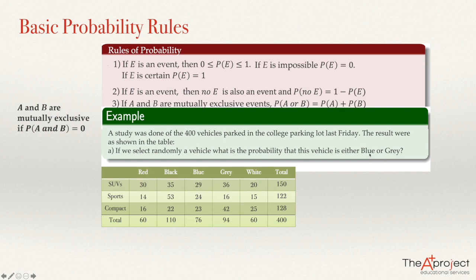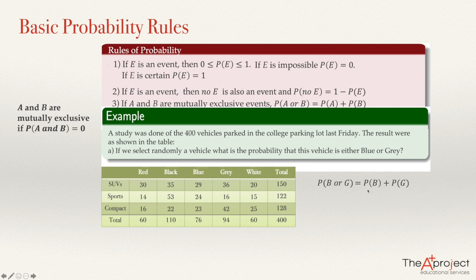So for that reason, I can use this formula. The probability of A or B will be the probability of the first one plus the probability of the second one. In this case, we are going to compute the probability of B or G, the probability of blue or gray. And because the formula says it's the sum, this probability will be the probability of B plus the probability of G.